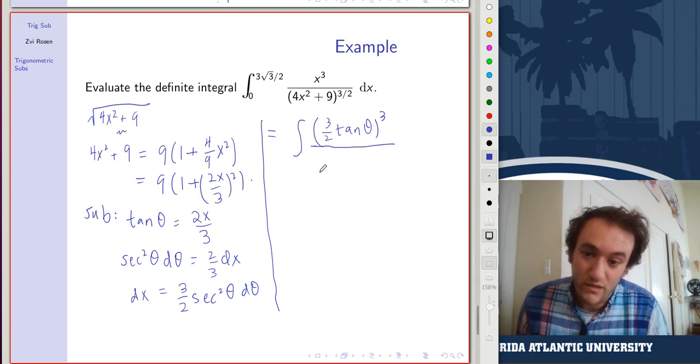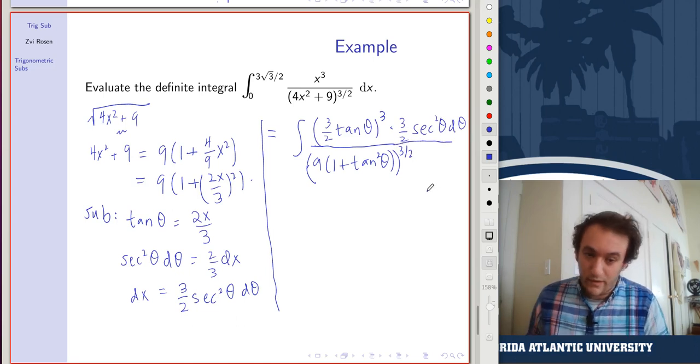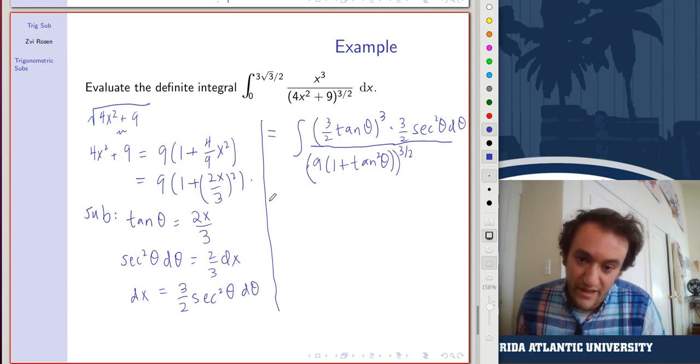And on the bottom, we'll get 9 times (1 plus tangent squared theta) to the 3/2. And then the dx will be replaced by 3/2 secant squared theta d theta. Okay. So let's start simplifying.